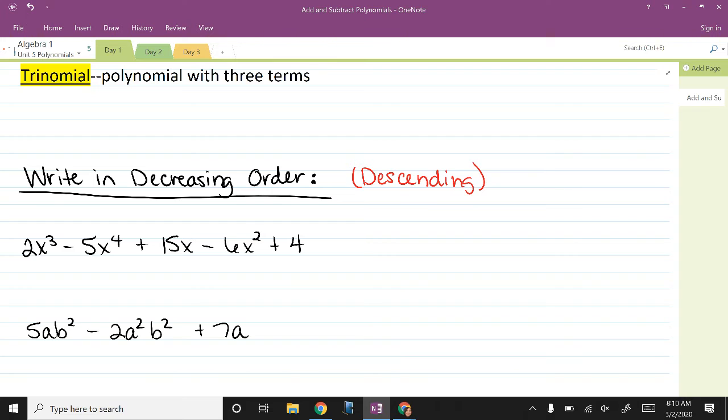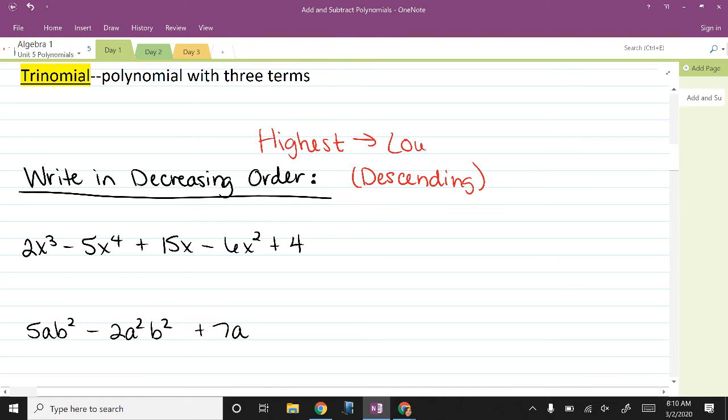So if you see descending order, it means the same thing as decreasing order. That means you're going what? Lowest to highest or highest to lowest? If it's decreasing, it's highest to lowest. Just sometimes they tell you decreasing and sometimes they say descending, okay? Which means highest to lowest. You're going to start with the biggest and go to the smallest.